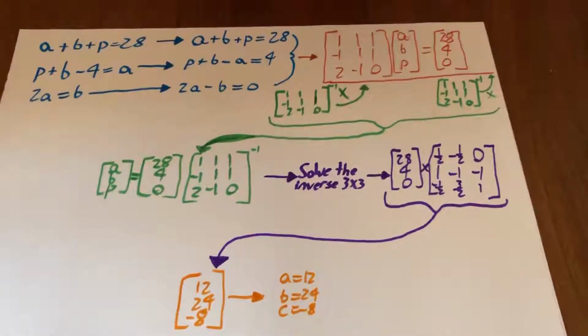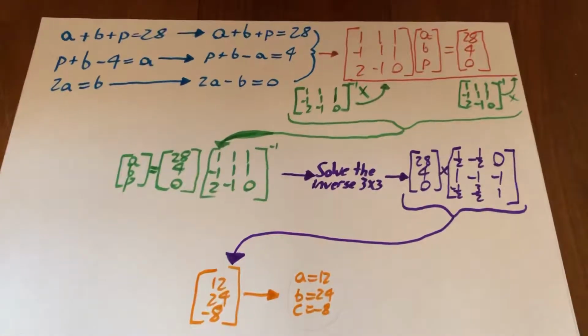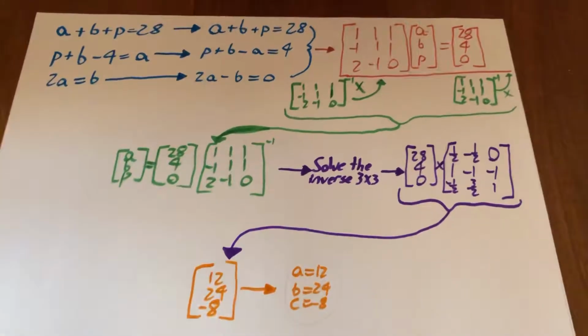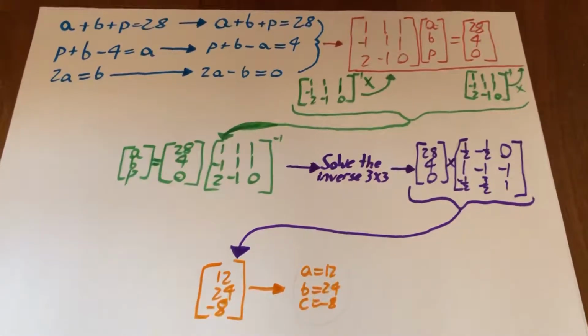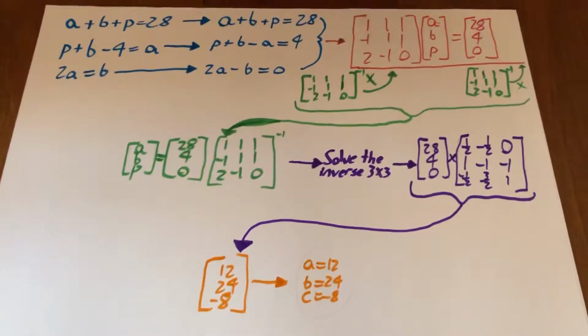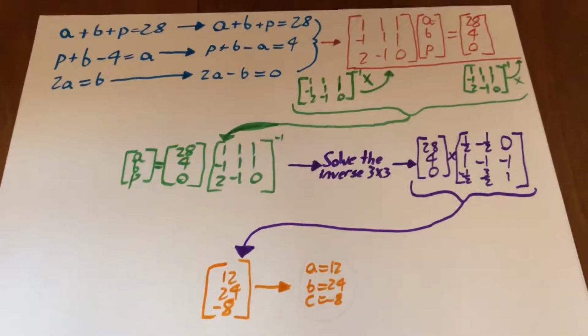Today I'll be solving problem number 5, which reads: solve the following system of equations, word problem using matrices. Jimmy has 28 pieces of fruit. The number of apples he has is 4 less than the combined total of pears and bananas. He has twice as many apples as bananas. How many apples, pears, and bananas does Jimmy have?